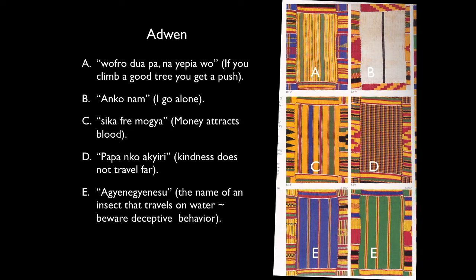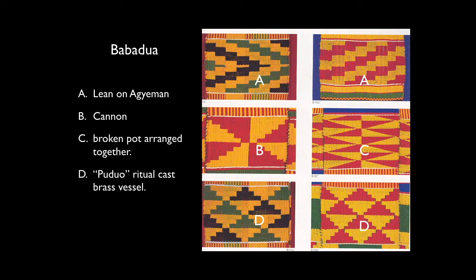And there are a whole variety of these, and each one of them in combination with the babadua creates an interesting counterpoint or meaning. So, for example, A here: if you climb a good tree, you get a push. And so this idea of community and support and helping others would be a part of the message you wanted to communicate. So there are lots of different morals and ideas that can be embodied in these kente designs.